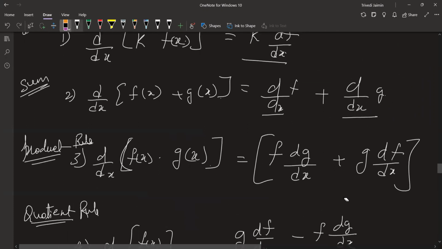Product rule. f of x, g of x. So first we'll keep constant f of x and differentiate g. Then we'll keep g constant. We'll differentiate f. Give a try. Come on. Give a try. Doesn't matter right or wrong. You give a try. And I always appreciate trying. I don't want the answer to be correct. Okay, doesn't matter.